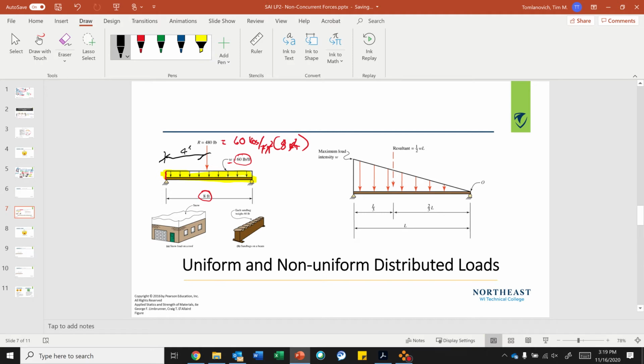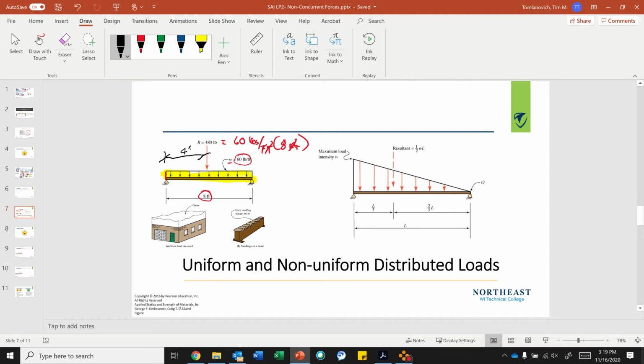That's just something we'll discuss more in detail later. I just wanted to mention that to you. So if you see a problem, okay? We want to be able to break this distributed load, which is uniform because it's the same height, into a point load to be able to solve it with statics, okay?